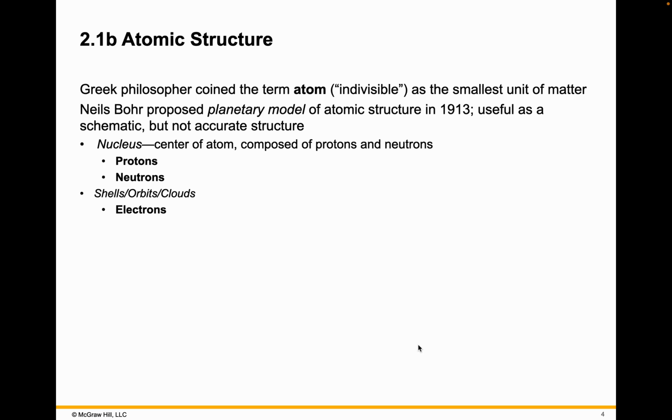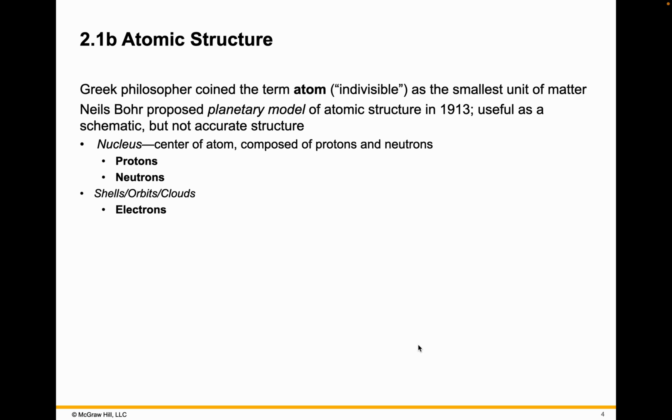So the term atom was coined by a Greek philosopher. It means indivisible, the smallest unit of matter, and was first explained using a planetary model of atomic structure in about 1913 by Niels Bohr. It's useful as a schematic. It will help you understand the basic chemistry that we'll be talking about today. It's not entirely accurate. It doesn't fit all the experimental evidence, but it does work.